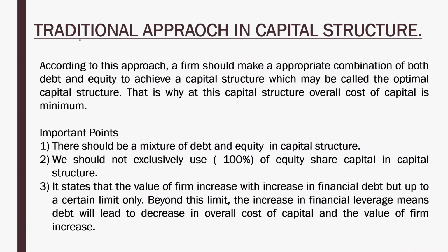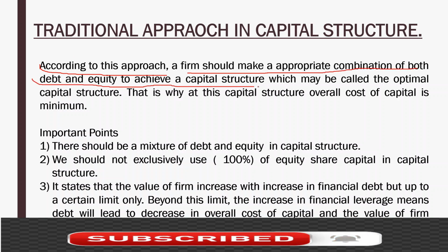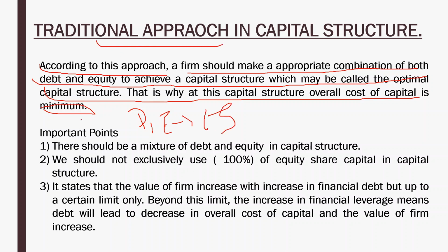So now let's move to the traditional approach in capital structure. According to this approach, a firm should make an appropriate combination of both debt and equity to achieve a capital structure which may be called the optimal capital structure. That is why at this capital structure, our overall cost of capital will be minimum. Means we should use both debt and equity share capital in our capital structure to make it optimum according to the traditional approach. So let's discuss the important points of the traditional approach.